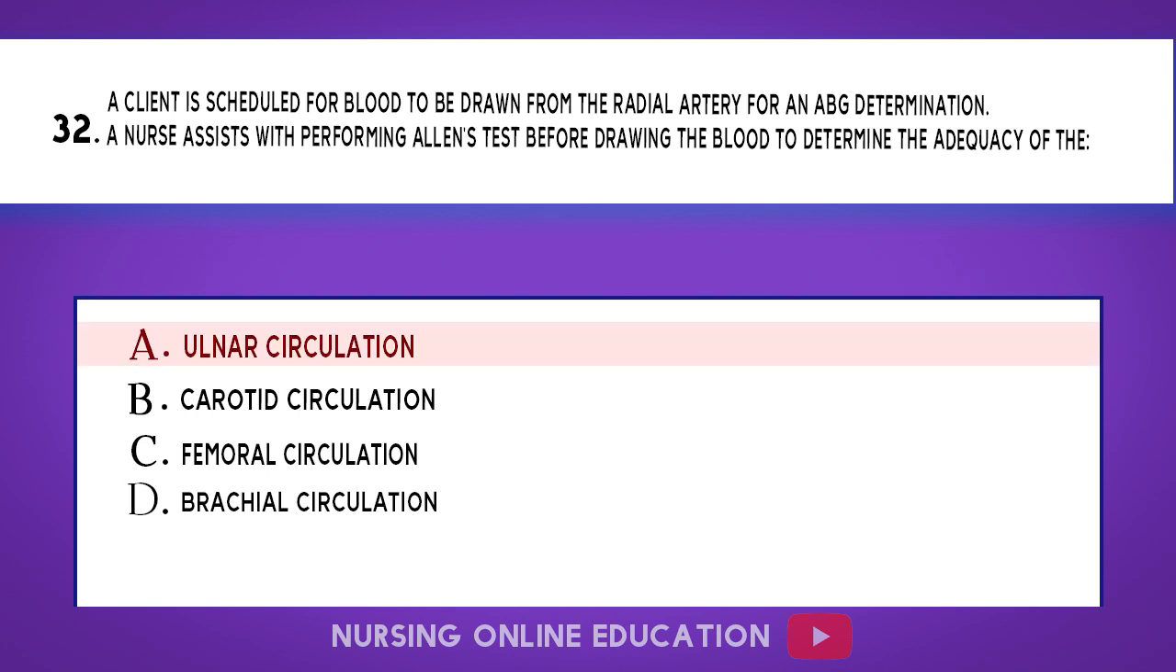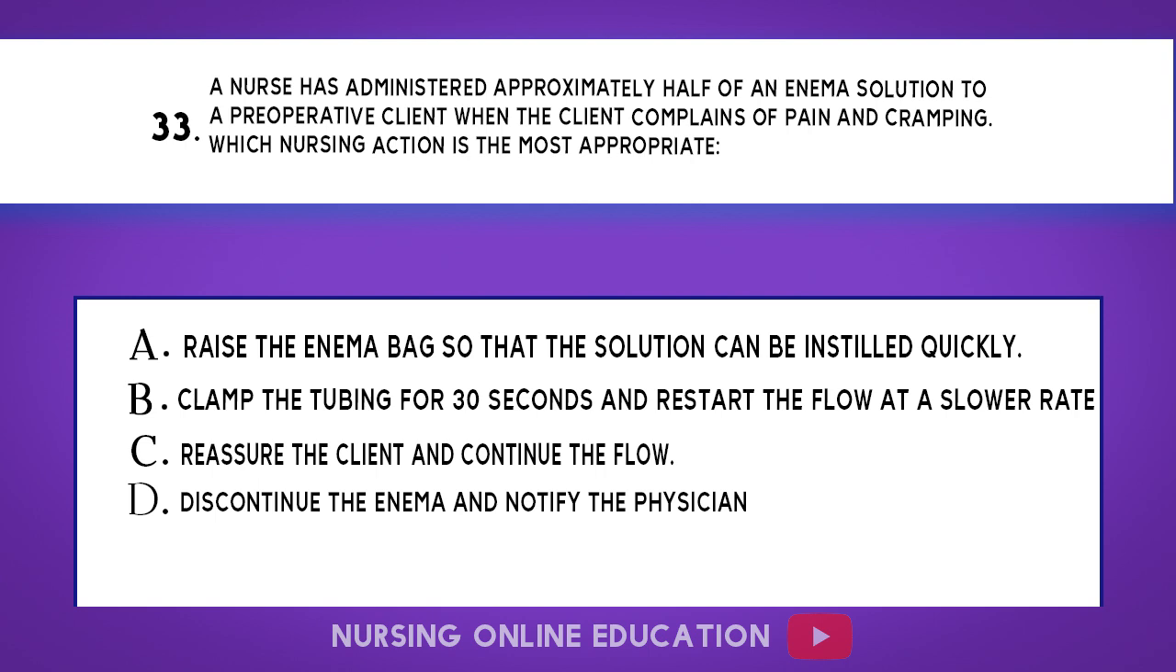The answer is option A, ulnar circulation. 33. A nurse has administered approximately half of an enema solution to a preoperative client when the client complains of pain and cramping. Which nursing action is the most appropriate? A. Raise the enema bag so that the solution can be instilled quickly. B. Clamp the tubing for 30 seconds and restart the flow at a slower rate. C. Reassure the client and continue the flow. D. Discontinue the enema and notify the physician.